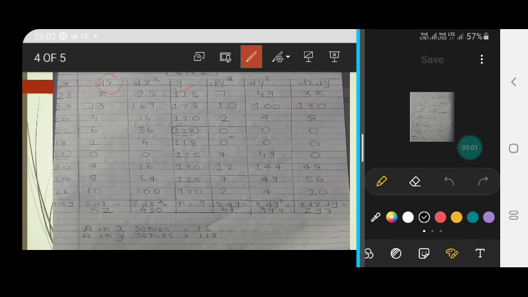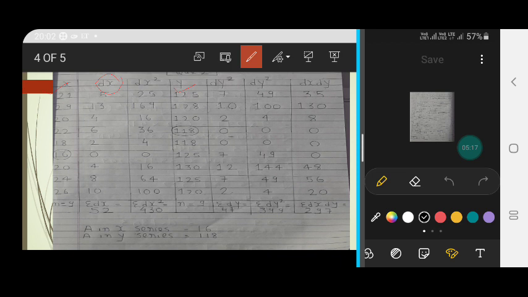So how do we calculate dx? We have a formula for calculating dx. Dx refers to the deviation from the X series. For calculating dx, first of all we need to take an assumed mean. So how are we going to take the assumed mean?